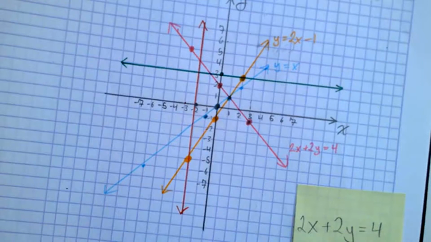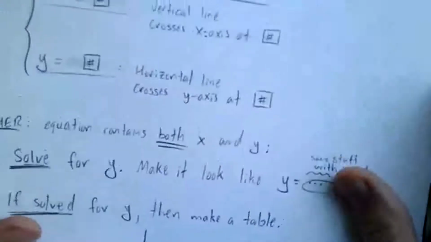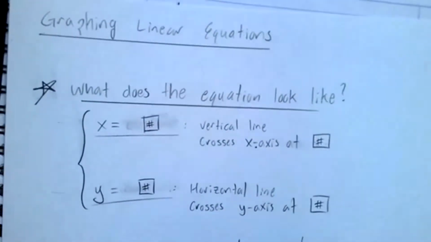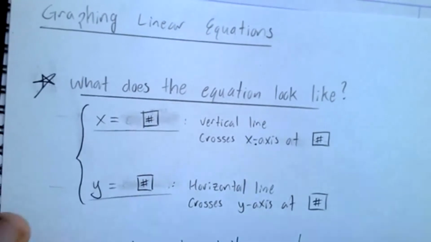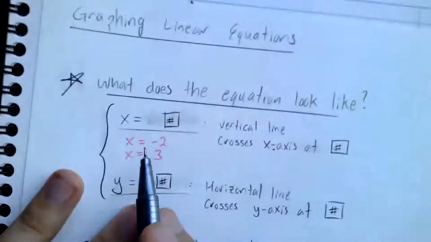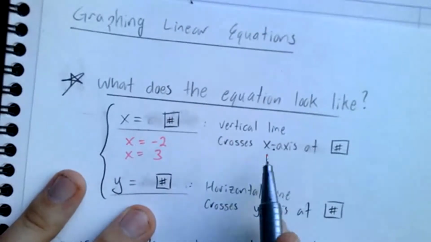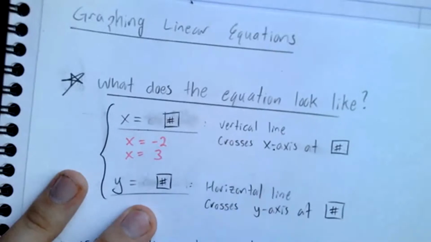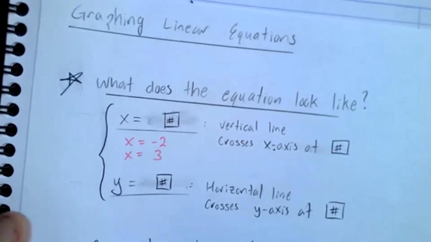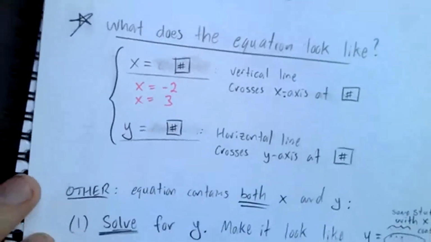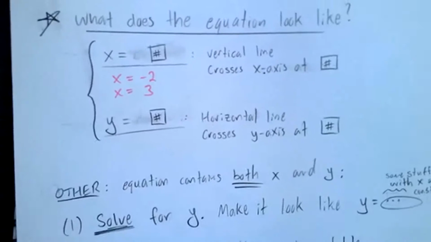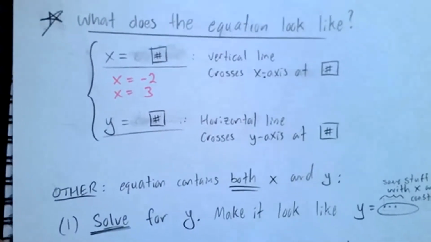So let's summarize. When we're graphing linear equations, first we start with the question: what does the equation look like? If the equation is x equals some number, like that example we did, x equals -2 or x equals 3, then your graph looks like a vertical line that crosses the x-axis at that number. If we have an equation that is y equals some constant, then our graph looks like a horizontal line that crosses the y-axis at that number.